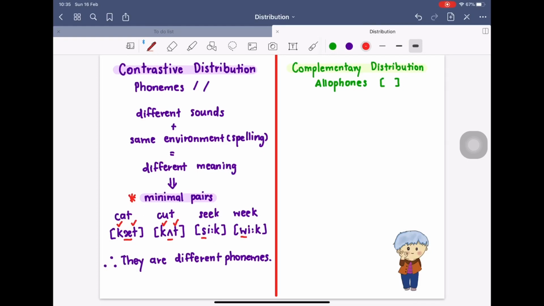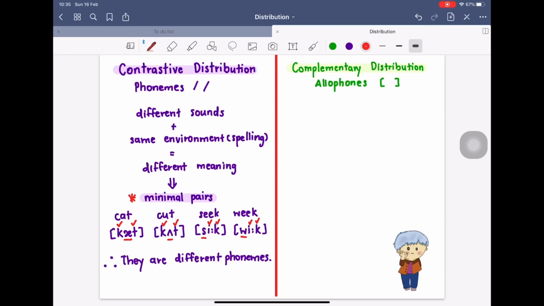For example, we have the word seek and then we have the word weak. Once again, we have different sounds. That is the sound s and the sound w. But we do need the same environment. That is e and then k. Again, e and then k. And they give a difference in meaning.